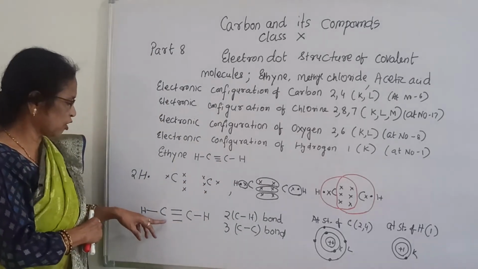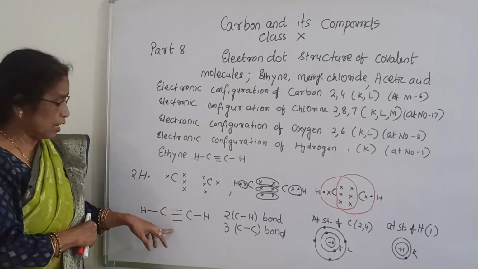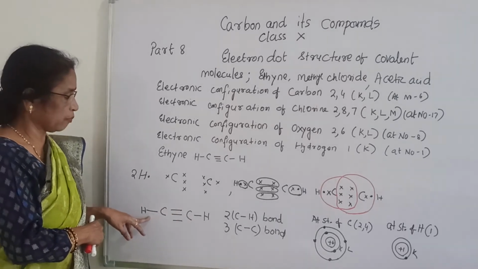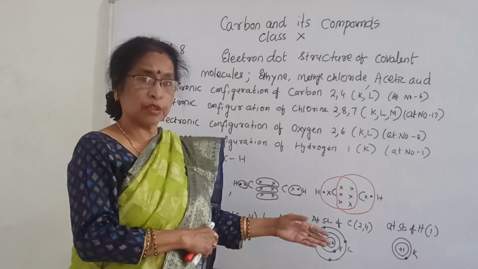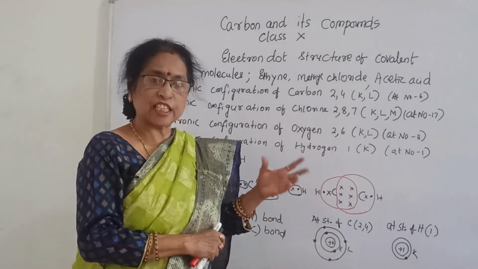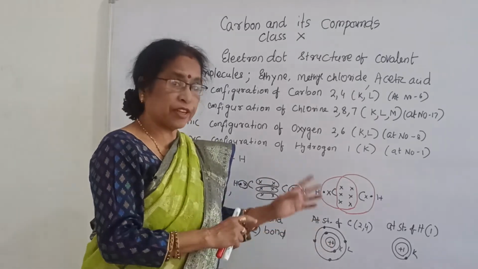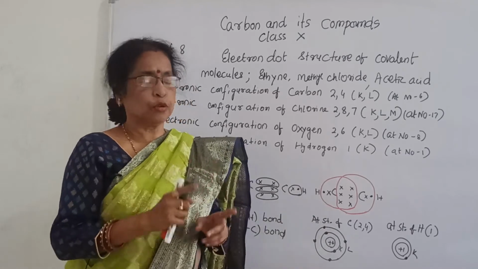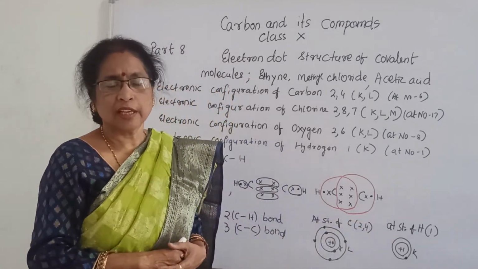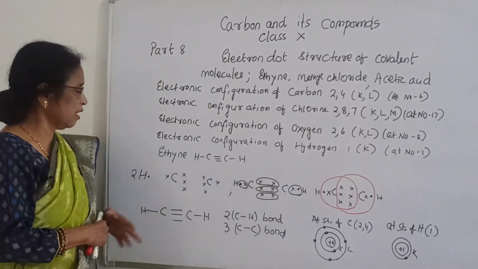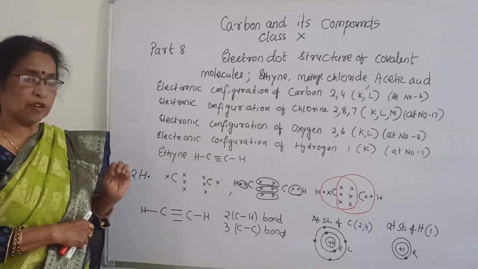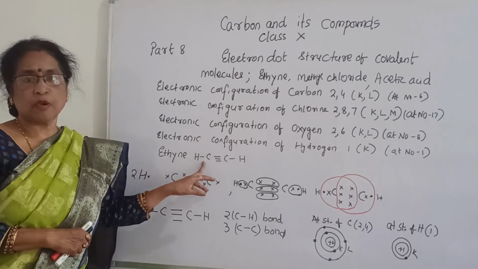Now you can write the structure like this, because in the middle there are three covalent bonds, and here one covalent bond, and here one covalent bond. If you want to remember the atomic structure of carbon, the center is +6, that is the number of protons, with K shell having 2 electrons and L shell having 4 electrons. And the atomic structure of hydrogen has K shell having 1 electron. Now I hope it is clear. Ethyne has 3 bonds between carbons and 2 CH bonds.